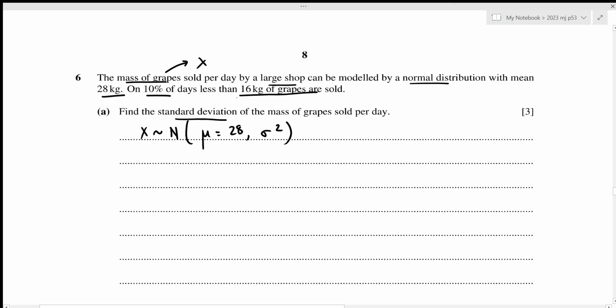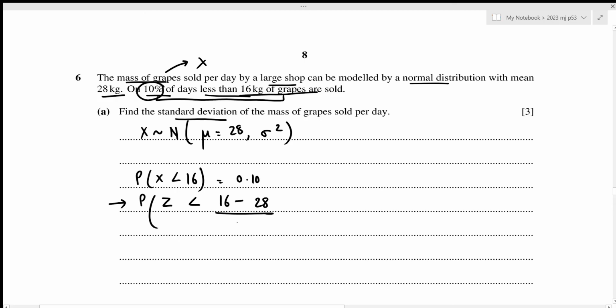We'll be using this criteria. So what we are given is less than 16 kgs. So probability of X less than 16 will be on 10% of the days. That's the probability. So 0.10. And remember, we are working with normal distribution, so we have to standardize it. So probability of Z less than 16 minus the mean of 28 divided by the standard deviation will be 0.10. That will be probability of Z less than negative 12 by sigma will be equal to 0.10.